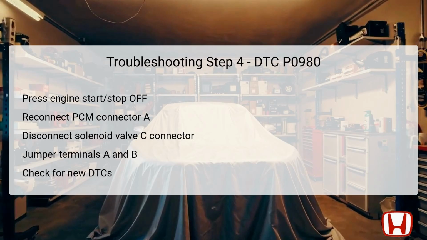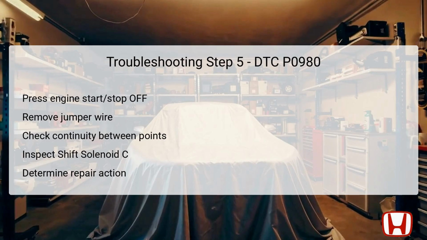testing. After this setup, press the engine start-stop button again to select the on mode and clear any DTCs present in the system. Following this, start the engine in park and wait for at least 1 second. Use the HDS to check for new pending or confirmed DTCs, specifically looking for DTC P0980, which indicates a fault within the solenoid circuit. The fifth troubleshooting step involves confirming the condition of the Shift Solenoid Valve C.